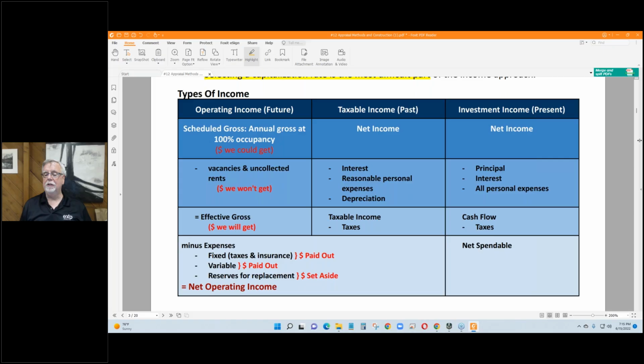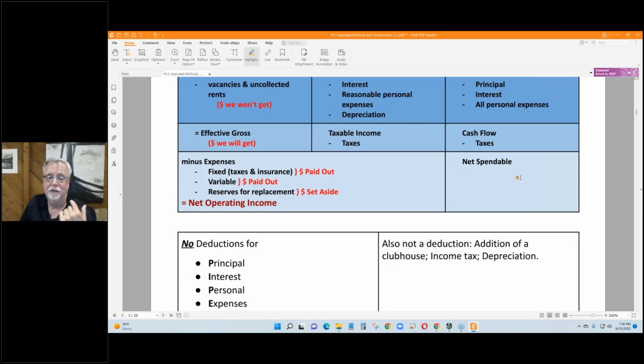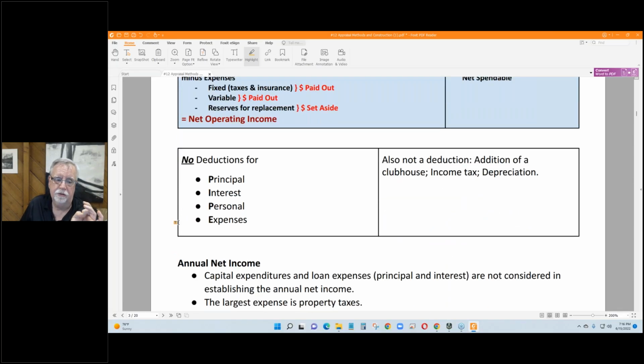And the Department of Real Estate likes to ask on the exam, what's it called after you've done those deductions? And the answer is cash flow. They also like you to know that you pay your taxes from the cash flow, and what's left over is called net spendable. Three sets of books, without cheating the IRS or your partner yet. No deductions for PITI, no deductions for principal, interest, or personal expenses. No deductions.